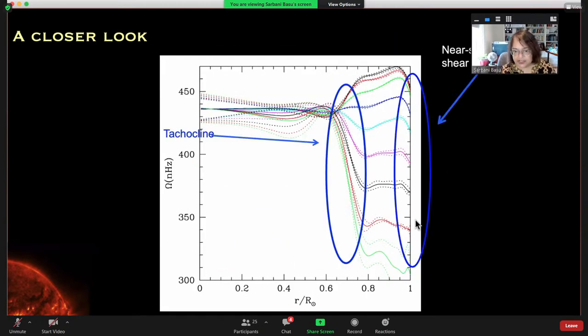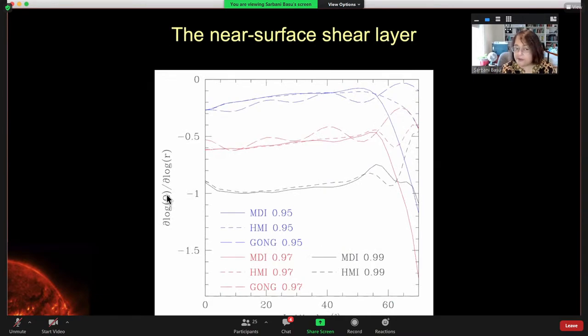Now, let's look at the near surface shear layer. The logarithmic gradient of the rotation rate there is almost a constant. So GONG, HMI, and MDI are three projects. GONG is a ground-based project. MDI was an instrument on the Solar and Heliospheric Observatory, which is called SOHO. It's no longer operational, but it covered all of solar cycle 23, so from 1996 to the end of 2010. And HMI is the successor of MDI. It had a one-year overlap with MDI, so it started observing in 2009, and it is still observing.